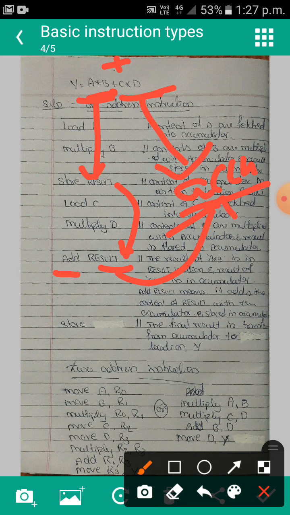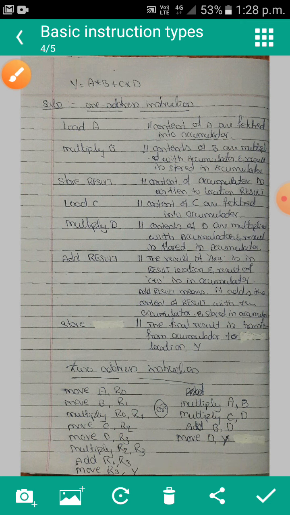The result and the accumulator value are added and stored in Y. Store Y means finally, after adding, the final result is stored in the accumulator, then that result is stored in Y. Means we are assigning that to Y. So from the accumulator the result is transferred to Y. This is one address instruction.